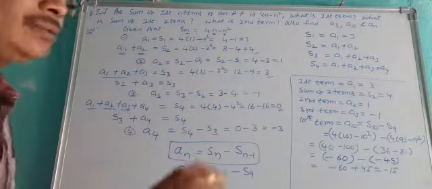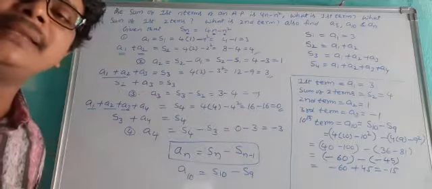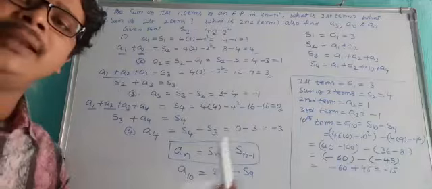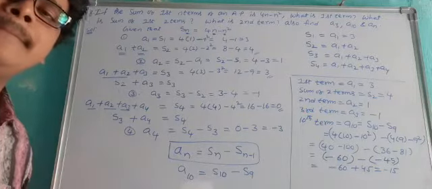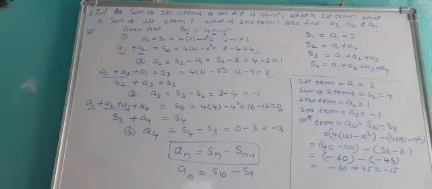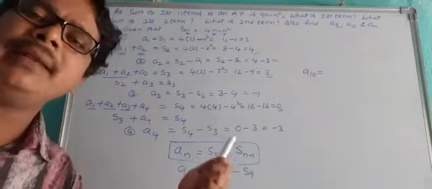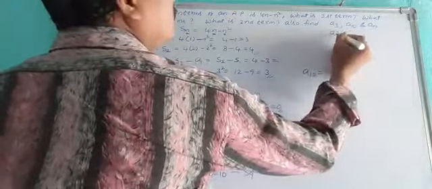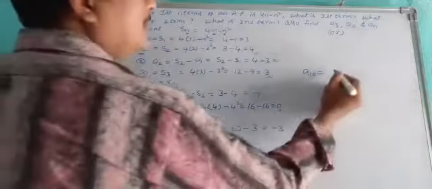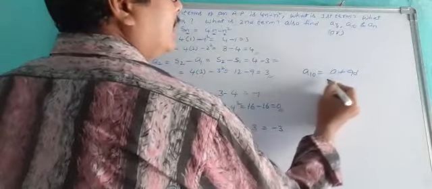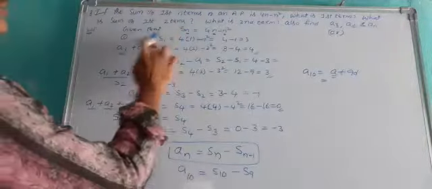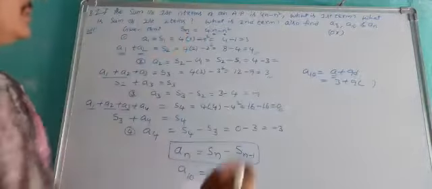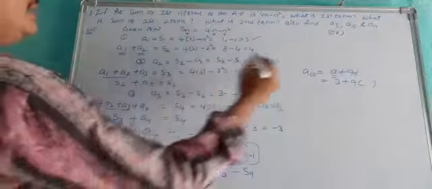Otherwise you have to find A10. A10 equal to a plus 9d. Already you know the first term and you have to find out the common difference. You have to find out A10 also. Second method to find the term A10, we have to use this method also. A10 means a plus 9d. Here a means first term that equal to 3 plus 9 into d. D means common difference.